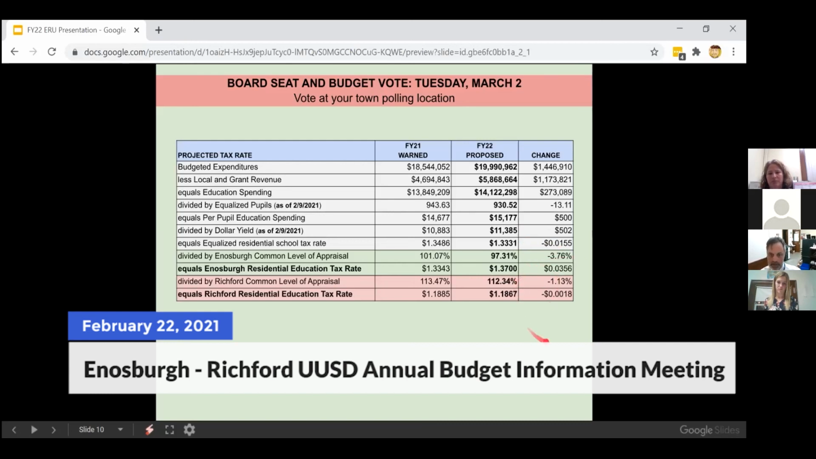And then again, Polly explained the common level of appraisal, and the way that I like to explain it to folks is this: if you're in Enosburgh and the listers have your house assessed at $97,310, the state really thinks that your house is worth $100,000. And if you're in Richford and the assessors have it at $112,340, the state thinks that property is assessed at $100,000. So what the CLA is doing is taking this rate and trying to make it fair based on what they see is happening in the two separate districts in terms of their grand list.